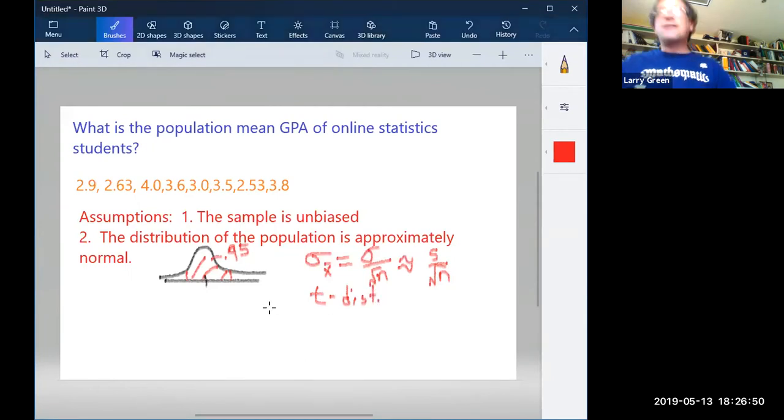And what that does is it takes into account the effect of having an extra error because we're going to use the sample standard deviation instead of the population standard deviation. Any questions on that? Okay, if you happen to know the population standard deviation, then you can actually use the normal distribution. But we don't, so we're going to use the t-distribution. Any questions so far?